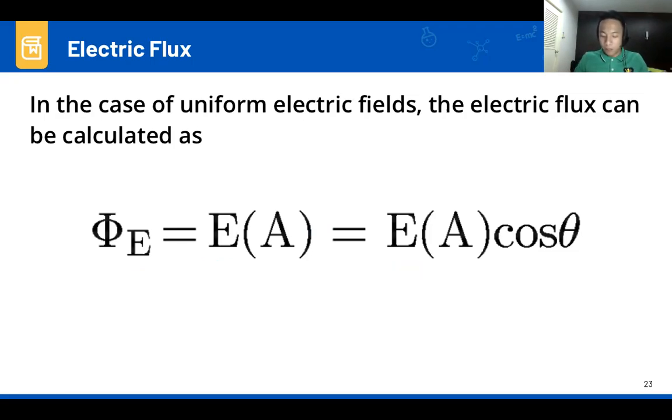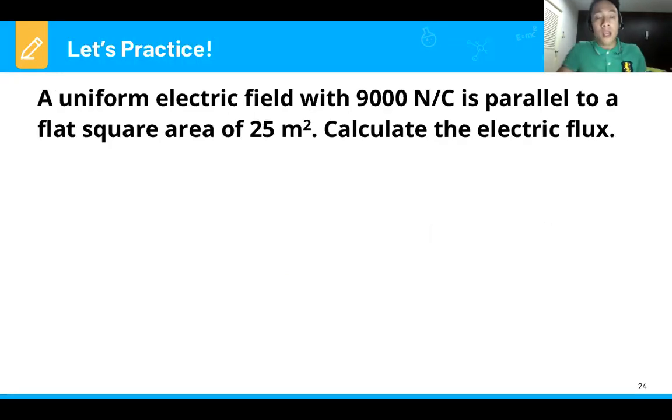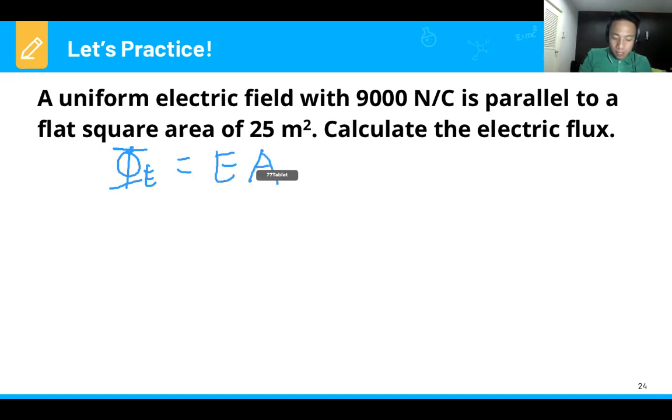Let's have some examples. First example: a uniform electric field with 9,000 Newton per coulomb is parallel to a flat square area of 25 meters squared. Calculate the electric flux. Okay. Since we don't have any angle, what we will do is just find the electric flux, which is EA. Again, our E will be the electric field. Since we have a uniform electric field, we already have a given.